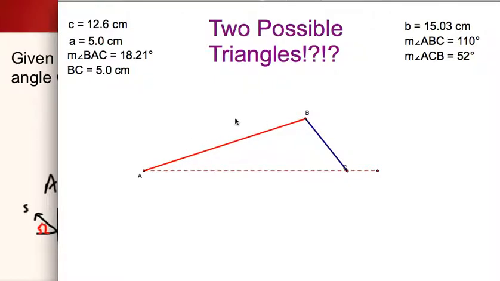This red side length is the 12.6, and then this angle here is our 18.21. And our angle we've already calculated to be 52 degrees, right? This angle right here we calculated to be 52 degrees.